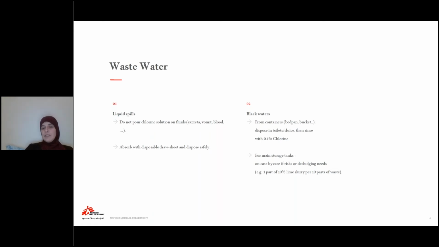For the main storage tank, there is a risk of dislodging needs. So logistic or Watsan will take care of this, and they might use 1 part of 10% lime slurry per 10 parts of waste. So we need to follow up on this with the Watsan or logistic department.